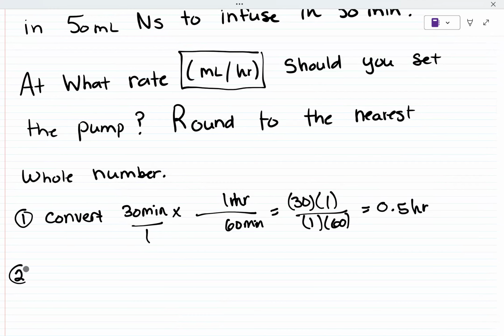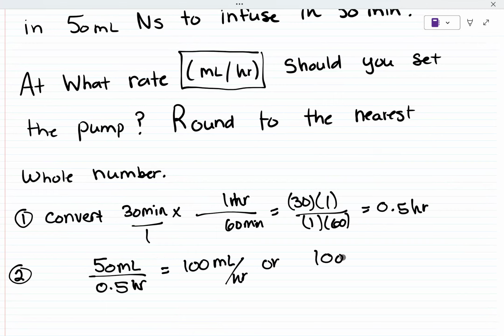And then step two, do our conversion. We have it in hours. We were given 50 milliliters. So it's 50 mL over 0.5 hour. That's what we want, units of milliliters per hour. 50 divided by 0.5 comes exactly to 100, or 100 over 1 milliliters per hour, or you could say 100 milliliters per hour completely horizontal like that.